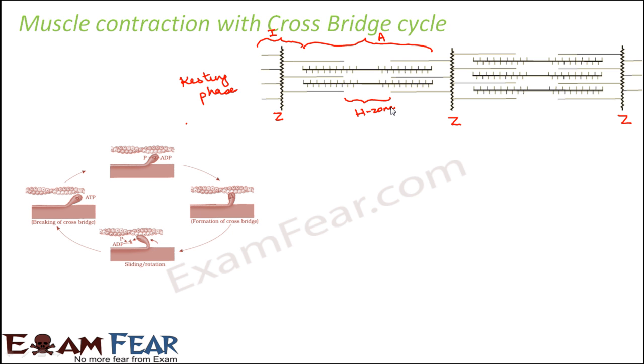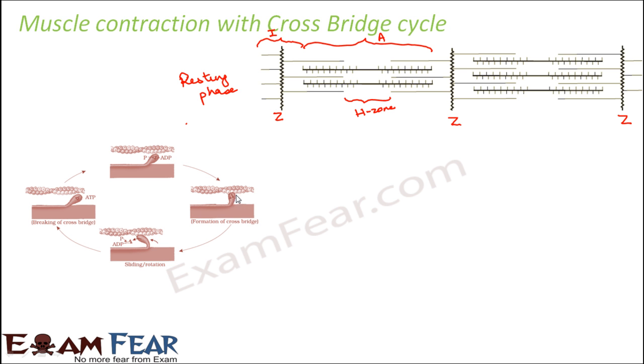Please recap if you have forgotten what is A band, I band, H zone. So this is the H zone, that is completely dark with no overlap. So you see these lines, the light lines are the thin filaments, that is actin, and the thicker lines are the thick filaments or myosin. Now this is the resting phase. Now when the contraction is initiated, that is when more and more calcium ions are pumped into the sarcoplasm, what will happen? This bonding will take place.